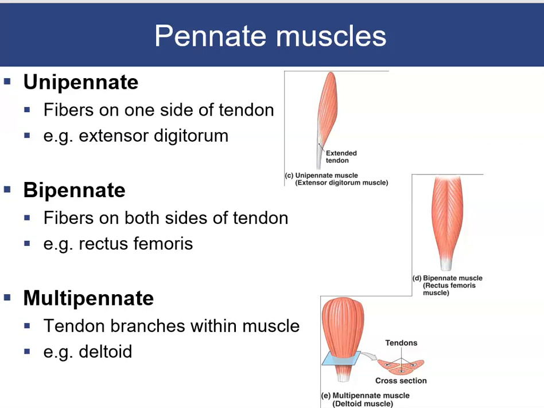Unipennate. Here the fibers are on one side of the tendon like a feather. An example would be the extensor digitorum. Bipennate. The fibers run on both sides of the tendon. This would be the rectus femoris. And multipennate. The tendon branches within the muscle. An example here would be your deltoid muscle.